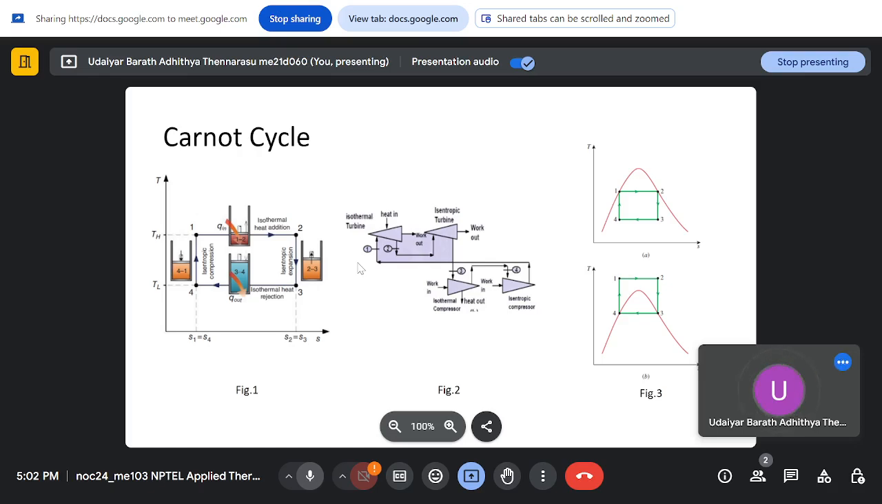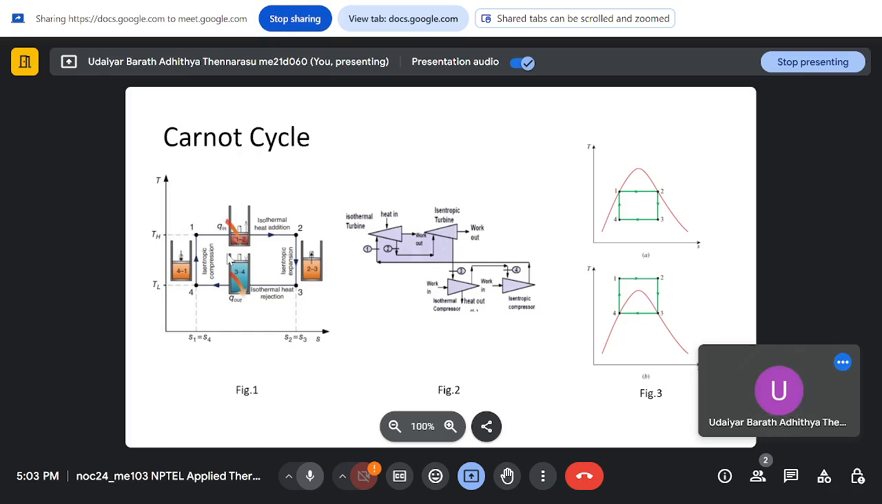So the Carnot cycle consists of 4 processes. We see it was an isothermal compression, and then you have isentropic compression, then you have isothermal heat addition or isothermal expansion, and then isentropic expansion. So these are 4 processes, 2 isothermal and 2 isentropic processes. So this also we discussed, how the Carnot cycle, what the difficulties are in using it practically.